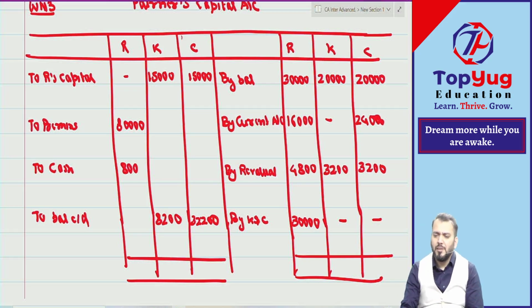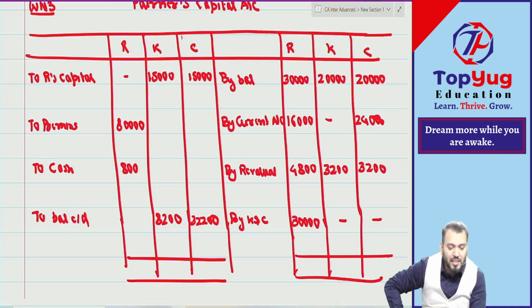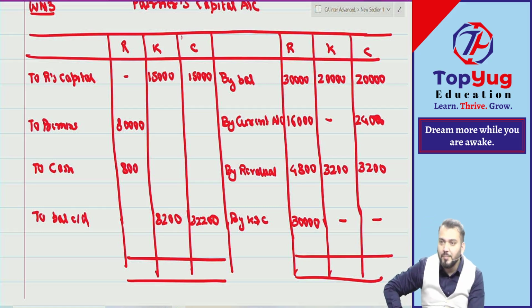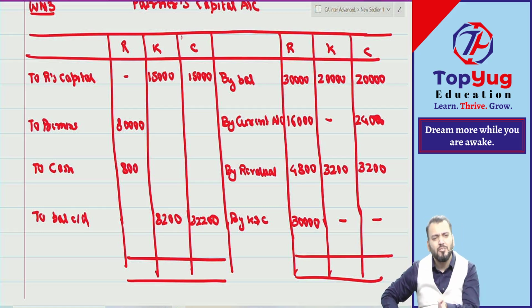Then of course we can prepare the balance sheet as on the date of retirement, means as on 30th June. But we need to update the balance sheet as on which date? 30th September. So can we prepare the balance sheet as on 30th September with updation? What is the rule of updation?